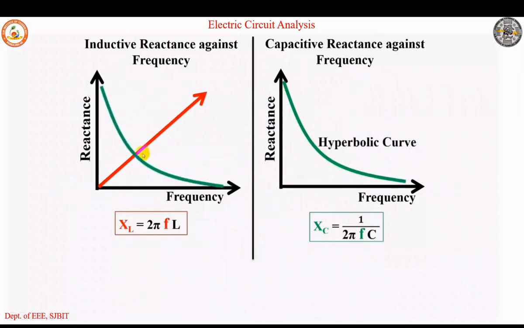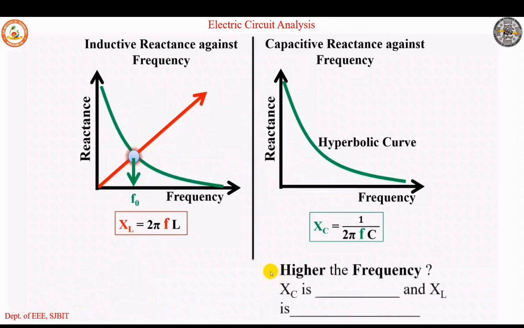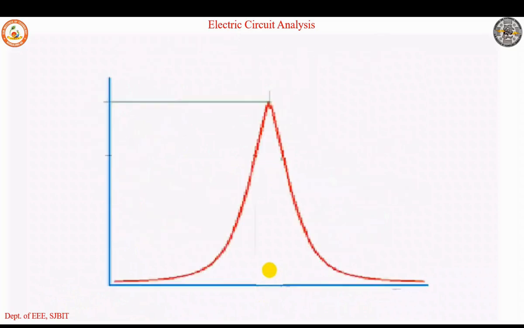When these two reactances meet at a point where they collide, it forms the resonant frequency. At that resonant frequency the circuit behaves as pure resistance. XC is greater than XL for lower frequencies, and XC is smaller compared to XL for higher frequencies. So one has to understand how frequency is related to XL and XC.